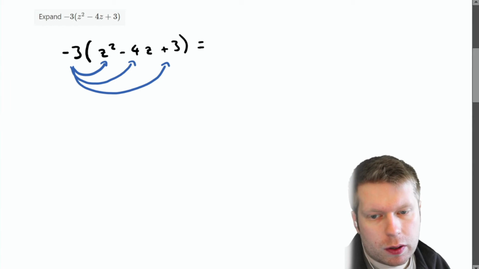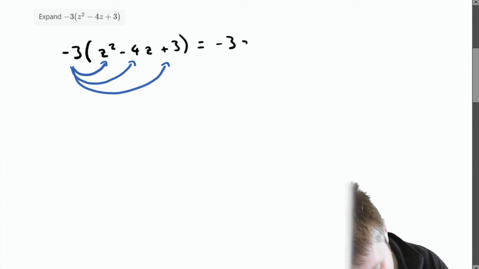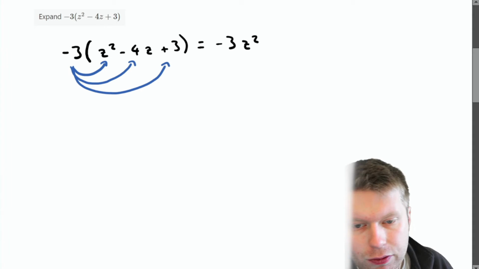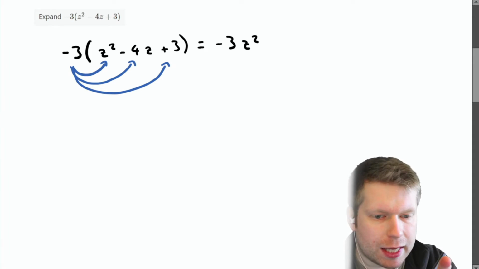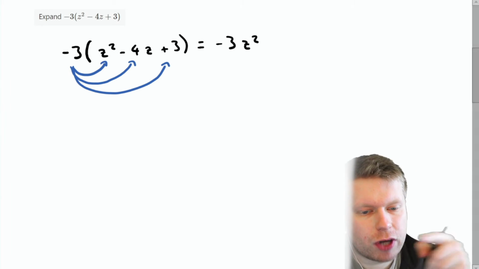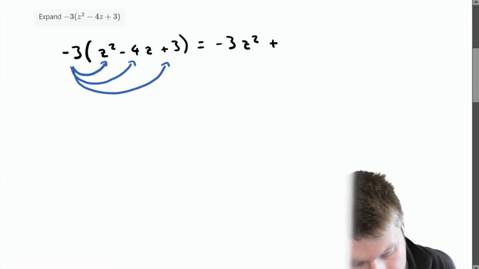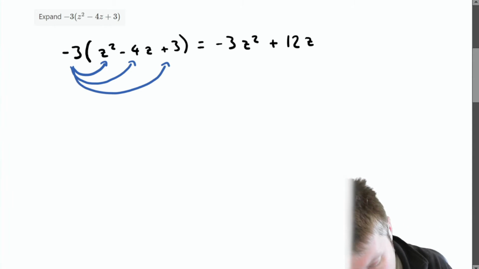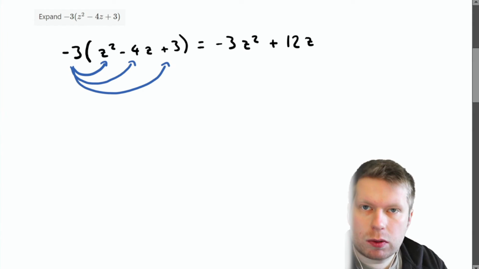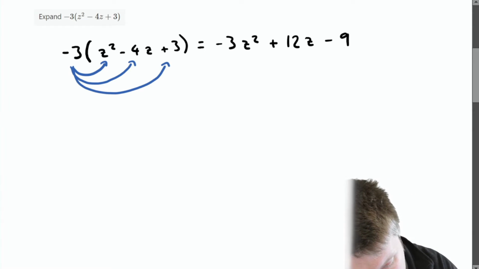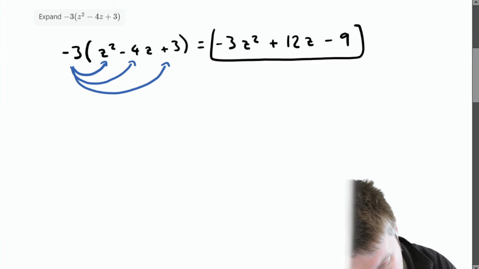So negative 3 times z squared will give me negative 3z squared. Then negative 3 times negative 4z, be careful there, because that's a negative times a negative, which makes a positive. So that's 3 times 4z, which gives me 12z. And then finally, I've got negative 3 times positive 3, that's going to give me negative 9. So that would be my final answer there.